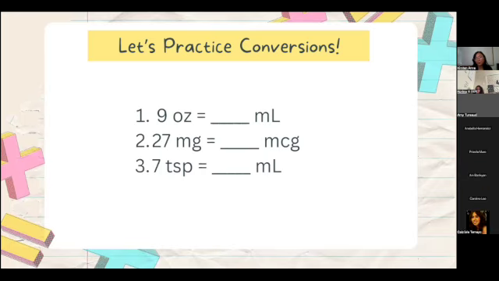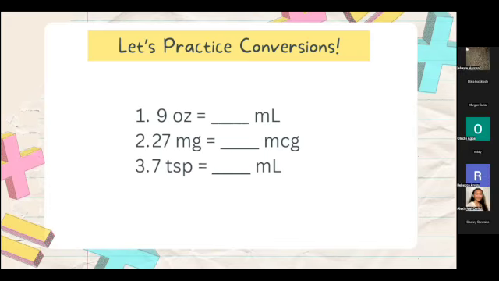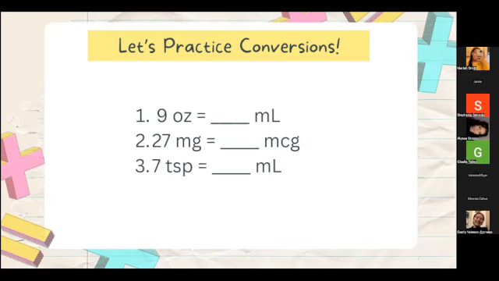Oh, 30 milliliters? Doesn't 1 ounce equal 30 milliliters? So then we would times 30 times 9, or no? Yes, perfect. So the answer is going to be 270. I'll show the answers in the end.